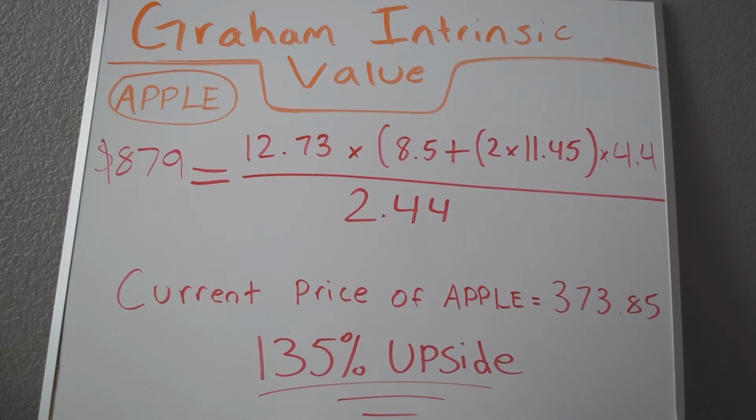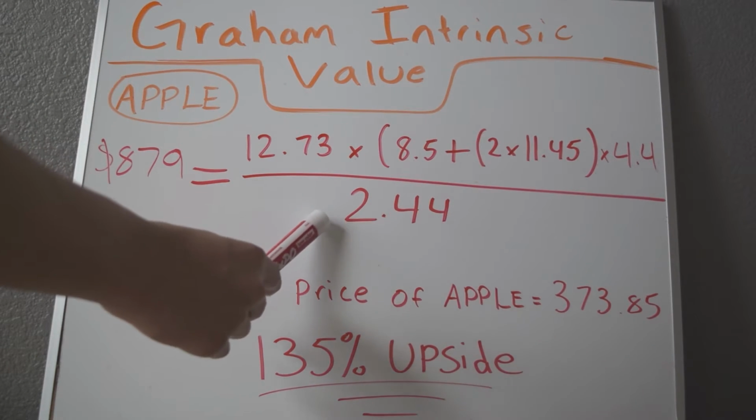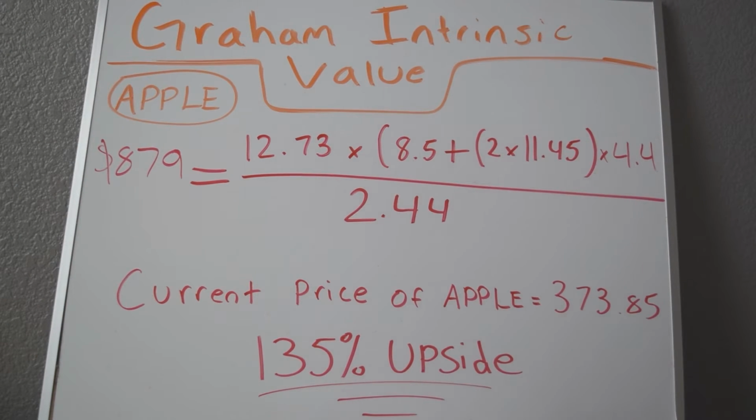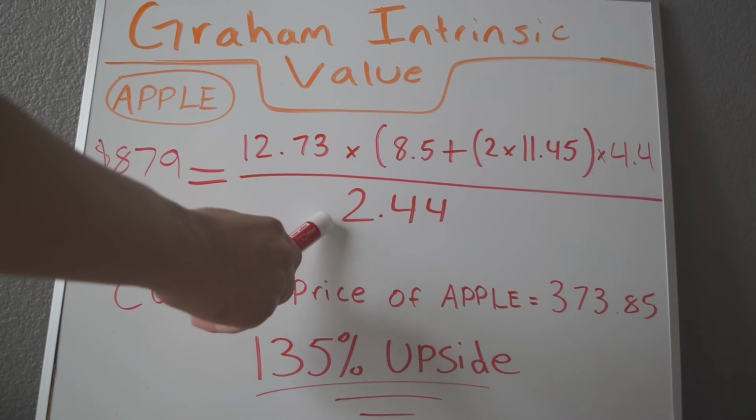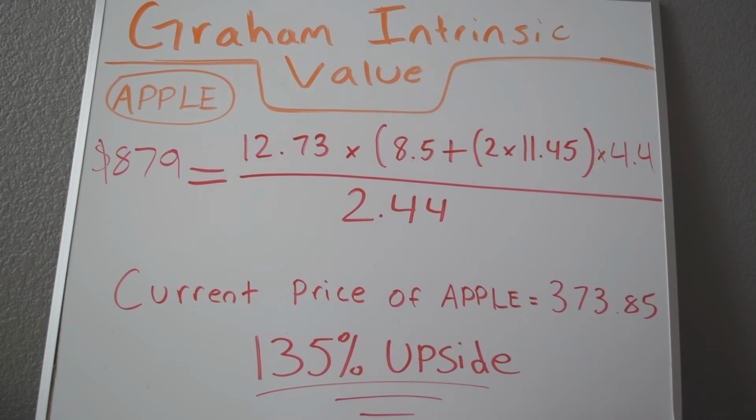The last step includes dividing the entire equation by the AAA corporate bond yield. And you can just find this by going online and searching up the current AAA corporate bond yield. Now I'll go over why we divide this equation by the current bond rate.